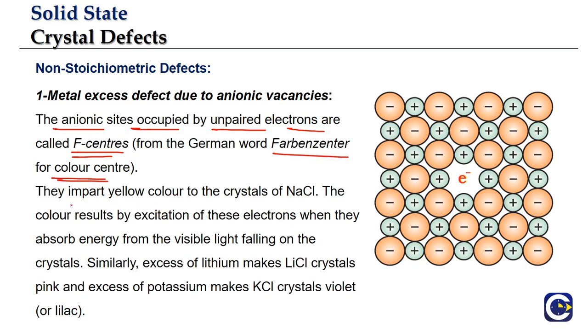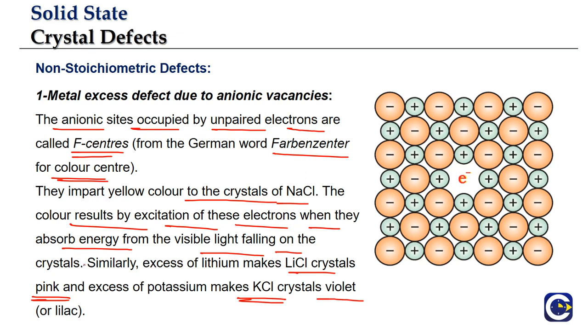So if you look at the yellow color of sodium chloride, or the pink color of lithium chloride, or the violet color of potassium chloride, all these characteristic colors come because these electrons absorb energy of a particular wavelength and get excited. And if this falls in the visible region, what we'll see is a characteristic color like the yellow color of sodium, the pink color of lithium chloride, or the violet color of potassium chloride. All of them are coming because of these F centers. So what are the F centers? They are basically the anionic sites occupied by the unpaired electrons.